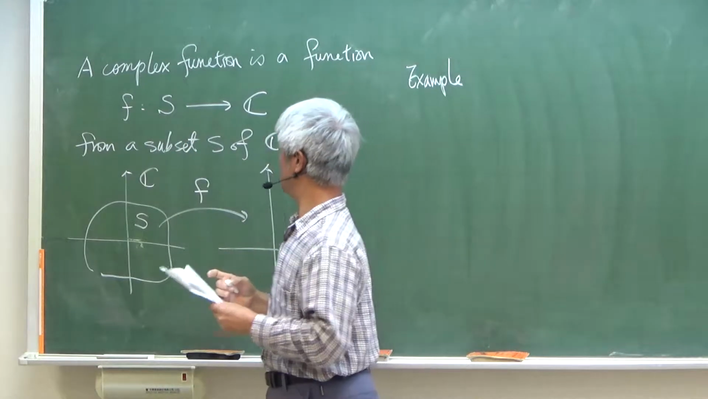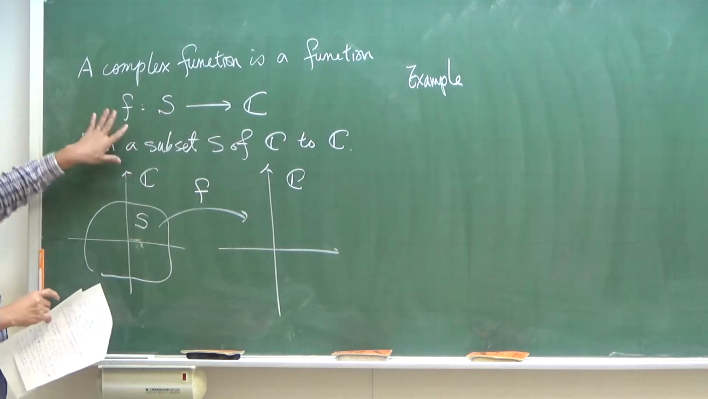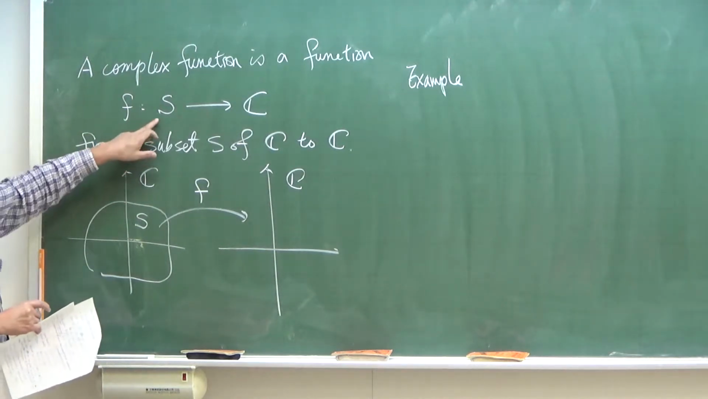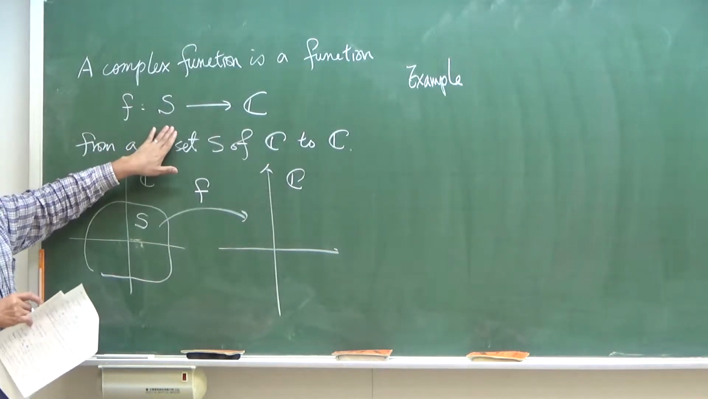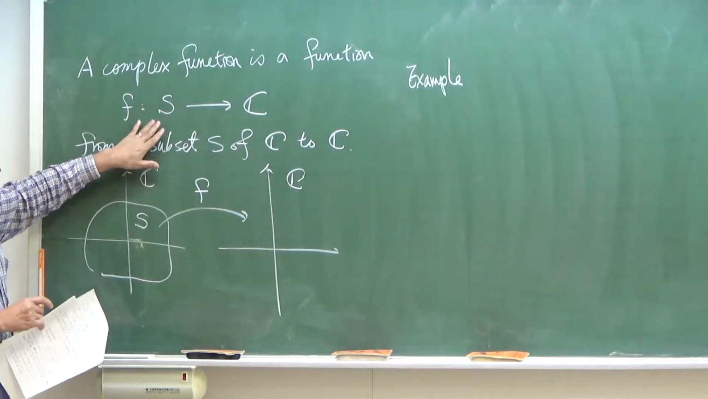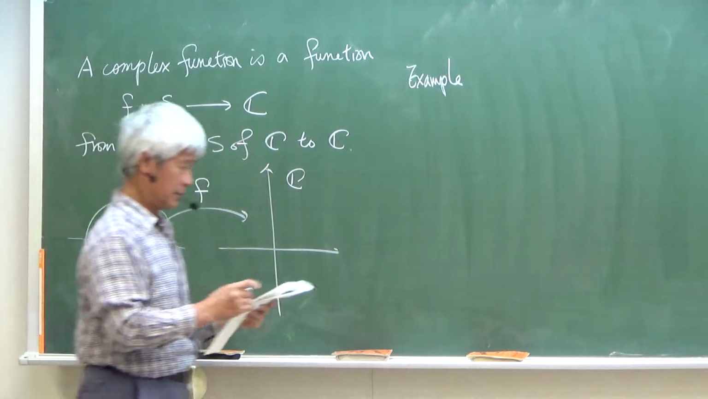So when you look at a description of a complex function, from the description you will be able to see what the proper domain is, meaning the X here for the function F to be defined on.